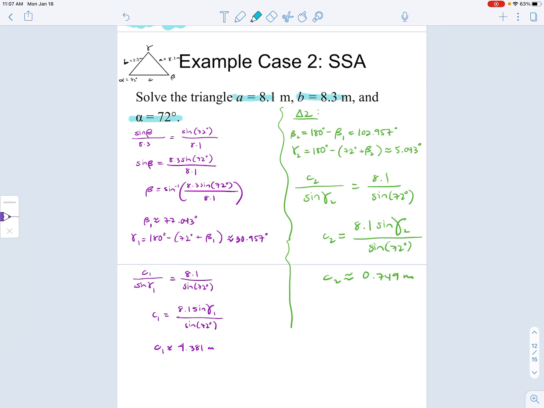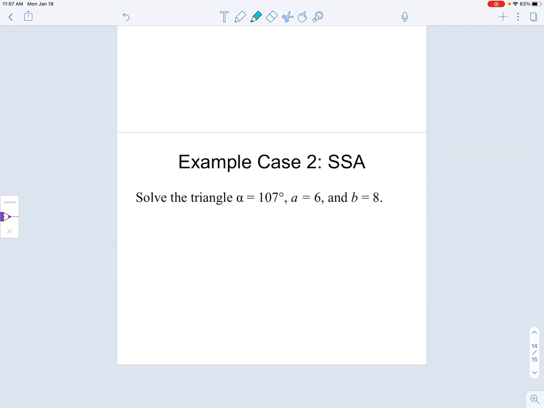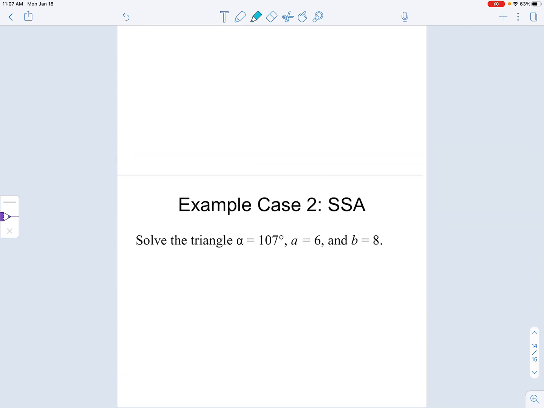Okay, so with the given information, we know sides A and B and angle alpha for both of these triangles. And then we found the exact value and the approximation for angle beta in both triangles, the approximation for gamma in both triangles, and the approximation for side C in both triangles, and the exact values.